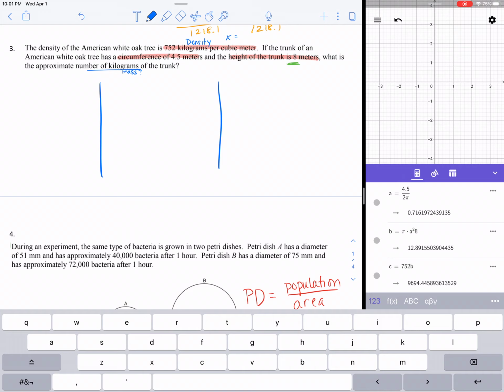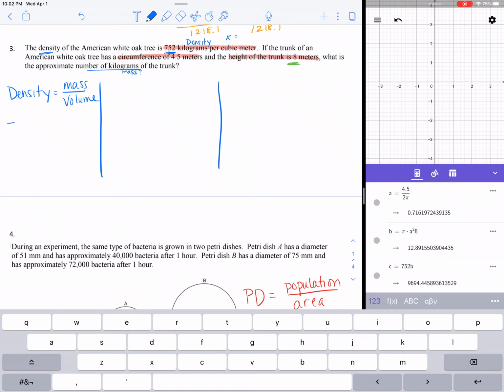So it doesn't say anything about density in this problem. Oh, actually it does, sorry. It tells you the density. And you have to realize that the density is this number 752. And from that, we would need to use the density formula from yesterday, density is equal to the mass over the volume.